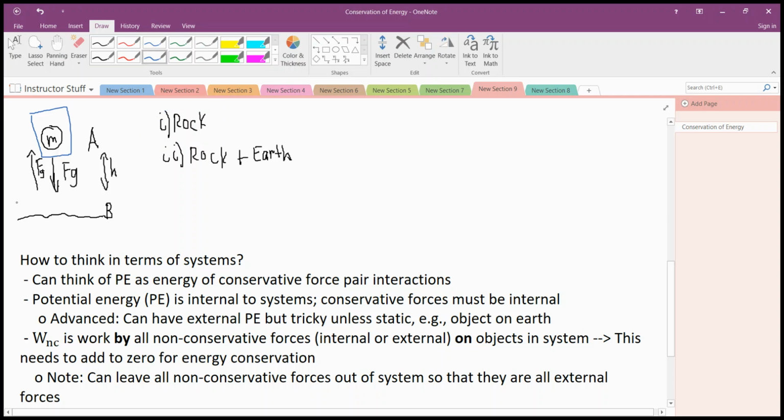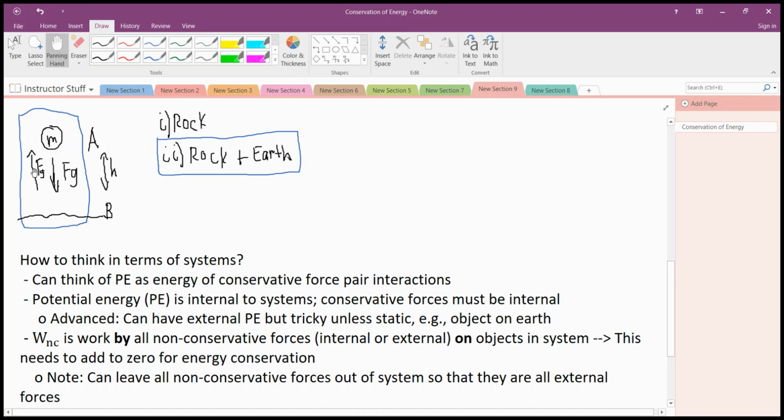If I instead define a weird system where I have the rock all by itself and the Earth all by itself, leaving the conservative force pair interaction outside the system, then those are still external forces, and they're changing the kinetic energy of the rock. They're not really doing anything to the Earth because the Earth is too big to move meaningfully, and so energy is not conserved in this system either. If instead I include the rock and the Earth along with their force pair interaction all within one system, I now get energy conservation. I have put my conservative forces inside my system.